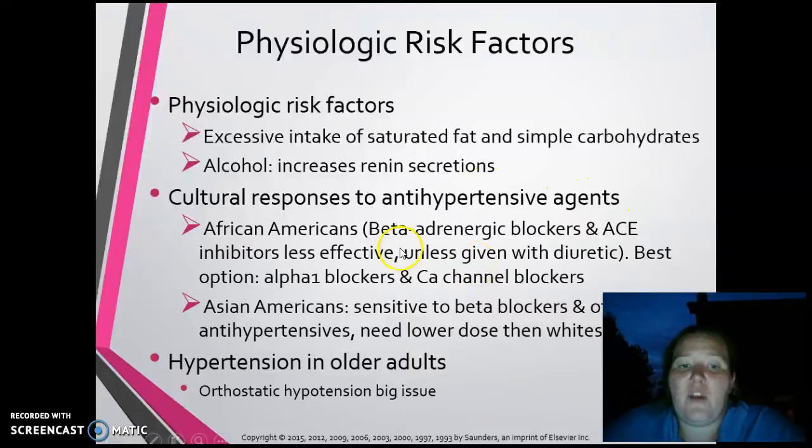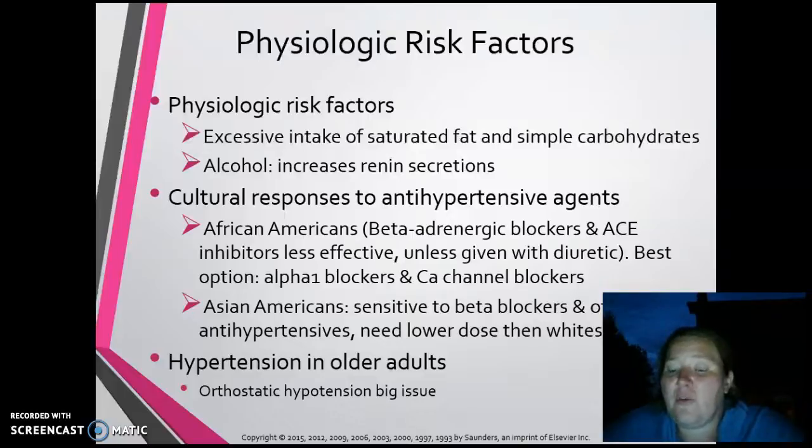So for African Americans, beta blockers and ACE inhibitors are less effective unless given with a diuretic. So it's interesting to learn these things, because we know then if somebody is either African American or, you can see below, Asian American, that we sometimes have to check on culture to see how effective the medication will be for the person. So hypertension in older adults, orthostatic hypotension is a big issue.